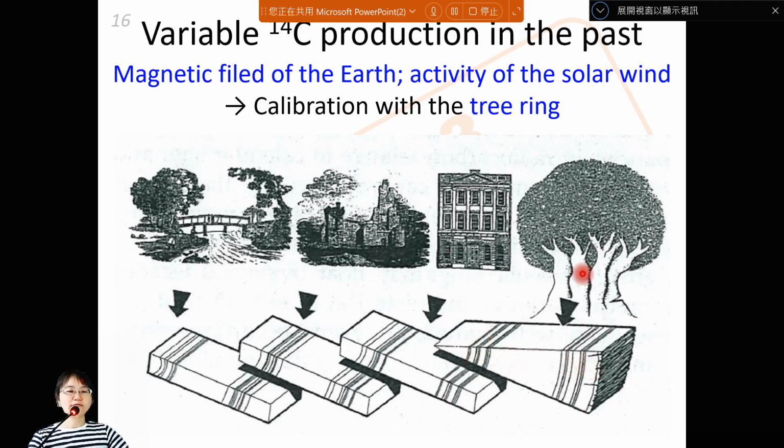However, we know that, for example, the oldest tree in Taiwan is probably 5,000 or 6,000 years old, but the utility of C14 is up to 50,000 years. What can we do? For example, this tree is already 5,000 years old, so you stop at 5,000 years.